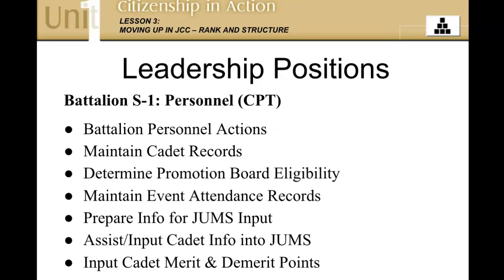So S1 deals with personnel actions, cadet records, determining promotion board eligibility, maintaining the attendance records at events, preparing information for the JUMS input. That's a high school system. They're going to assist or input that information, and then they're going to input and control the merits and demerit points.